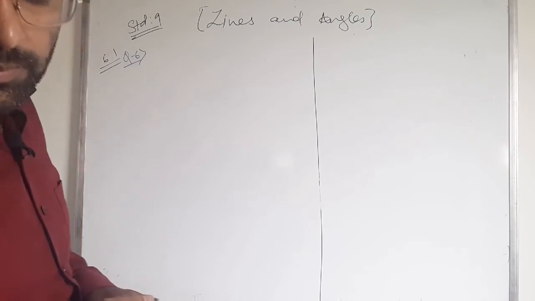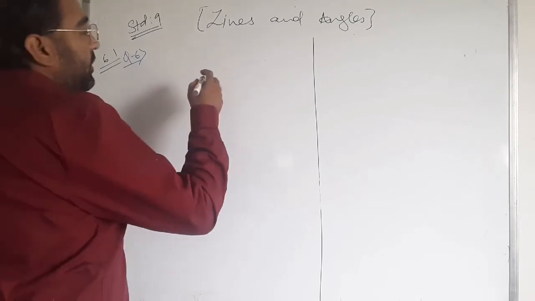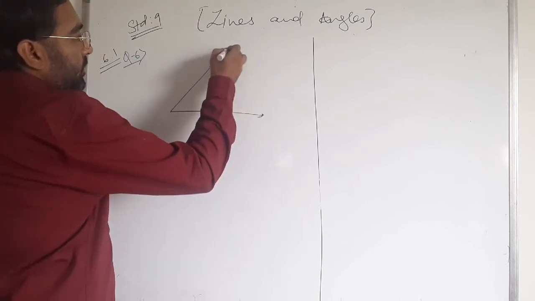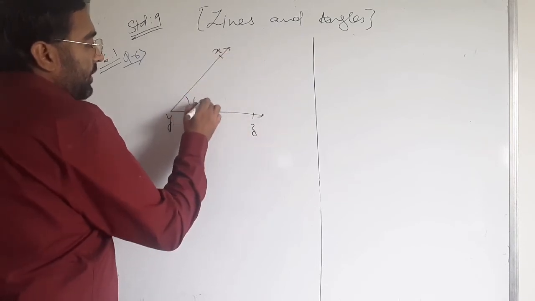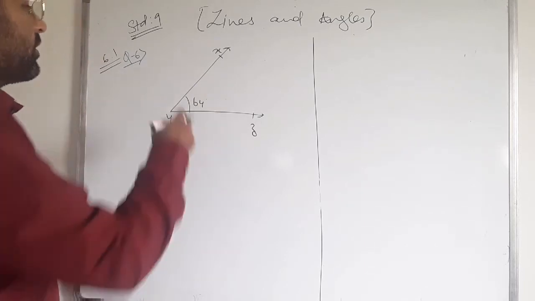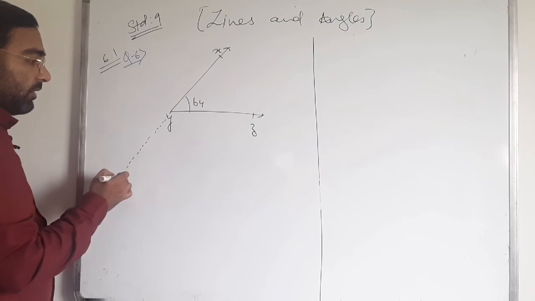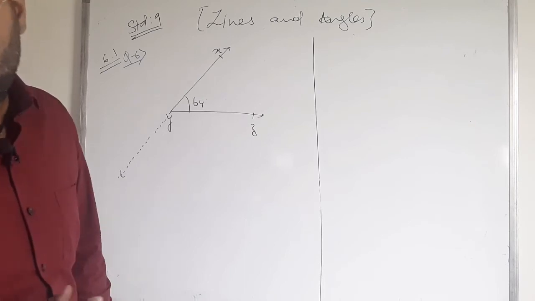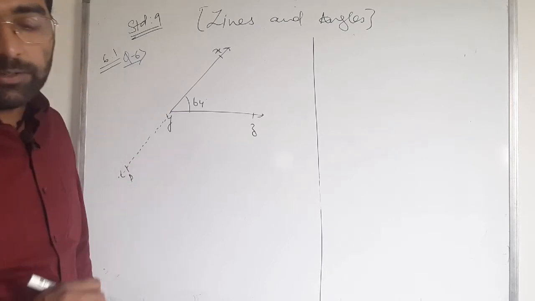Angle XYZ is equal to 64 degrees. First of all, I will draw the angle XYZ. This is my X, Y and Z, that is 64 degrees. And XY is produced to point P, so I will draw this line. That's why I'll produce the XY to point P. So here is point P.